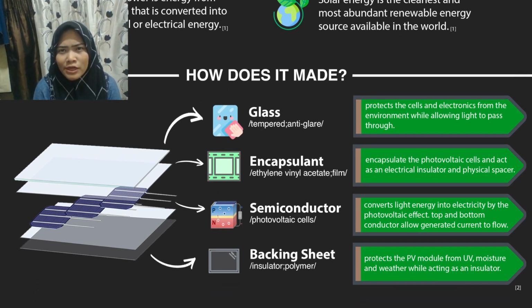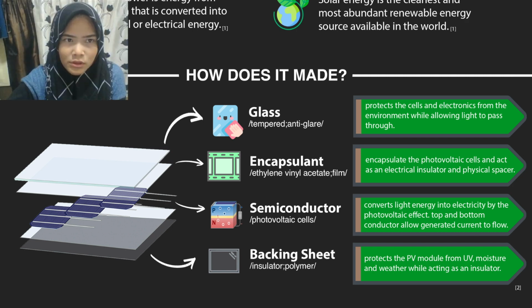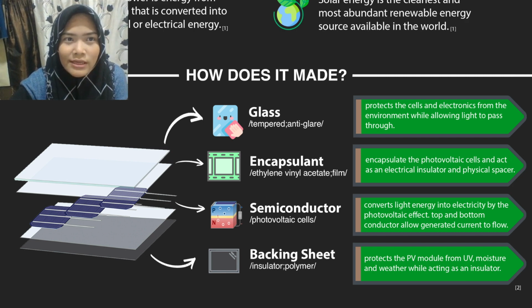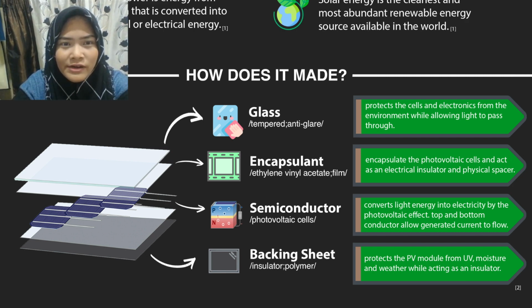I will present about the construction of solar panels and how they are made. Okay, so here is our solar panel. We know that solar panels are made using a few main components and assembled in an advanced manufacturing facility with extreme accuracy. Here is our very first component, glass.